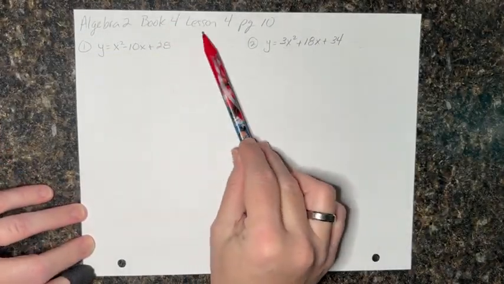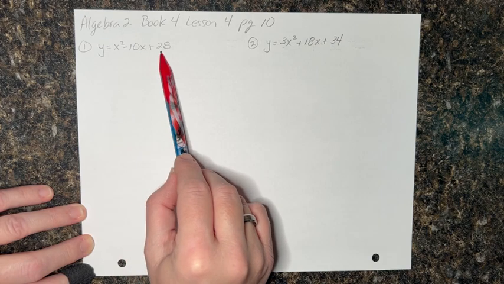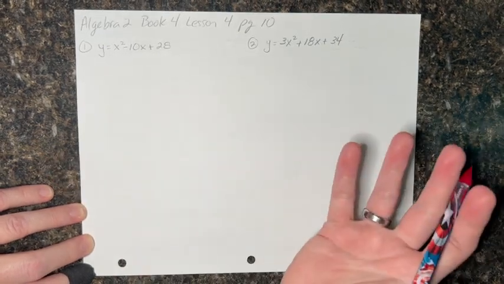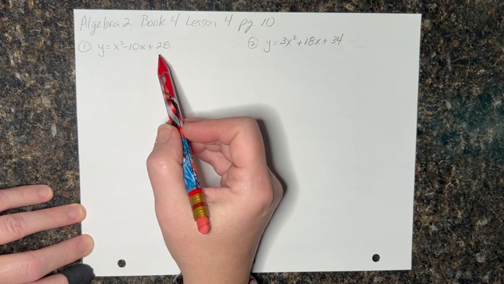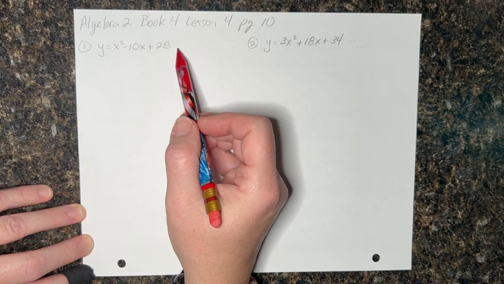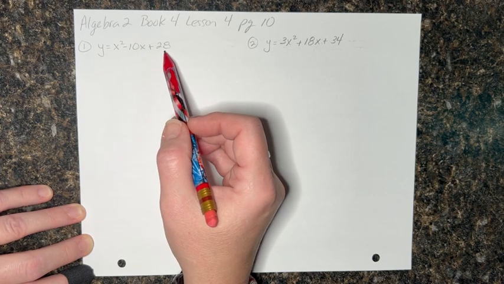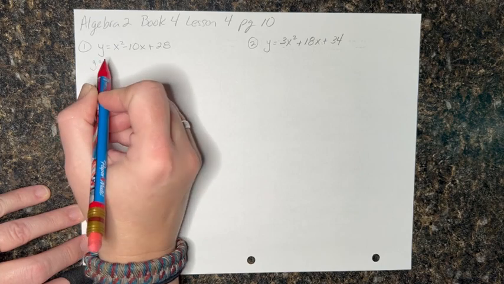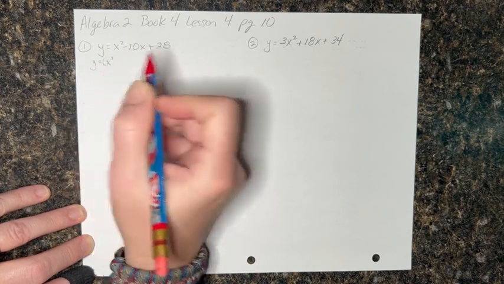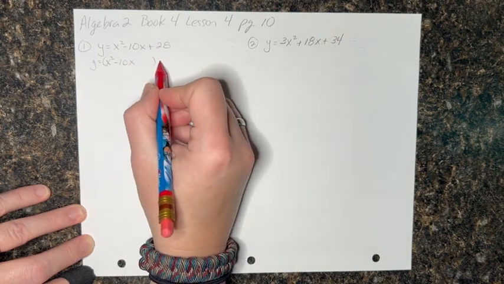Okay, Algebra 2, Book 4, Lesson 4, page 10, problem number 1, y equals x squared minus 10x plus 28. Not factorable that I can see. Let's see here. Factors of 28 would be 14 times 2. That's not going to get me here. 4 times 7. No. Okay, so we need to complete our square. Y equals x squared, this is how I like to write it, minus 10x, and I leave a space, plus 28.